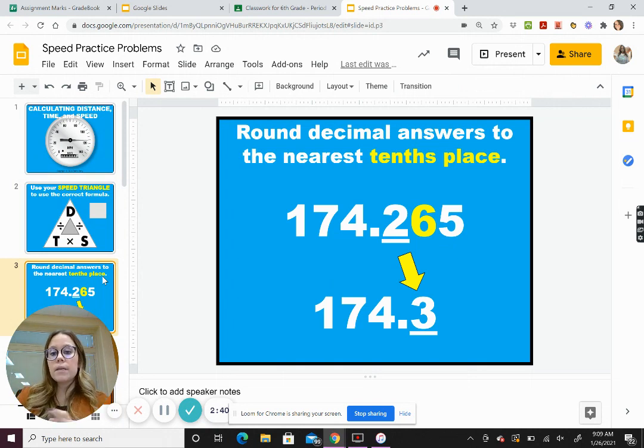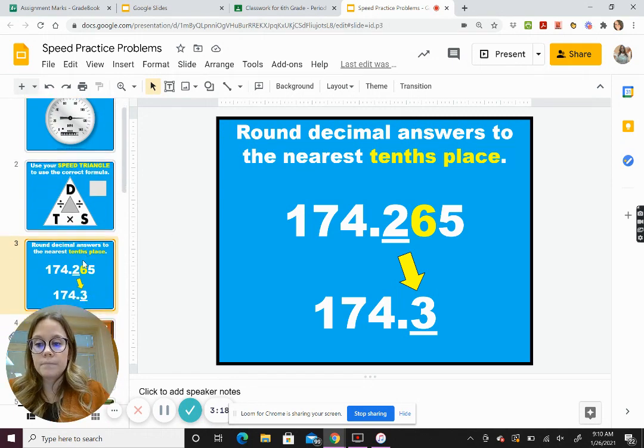And then this slide right here is just when you're figuring out these problems, I want you to round the decimal to the nearest tenths place. And remember, your tenths place is going to be the number right after the decimal point. If it's 4 and below, keep it at the number. 5 and above, give it a shove, okay? So if it's 5, 6, 7, 8, 9, bump it up to the next number. 4 or below, keep it low. Keep it at the low number.